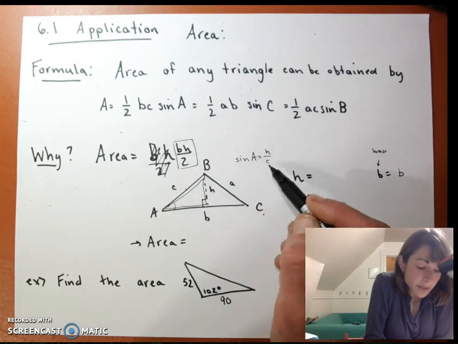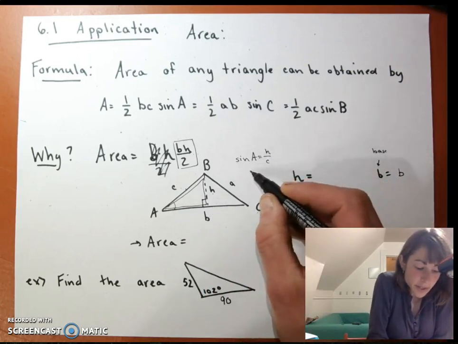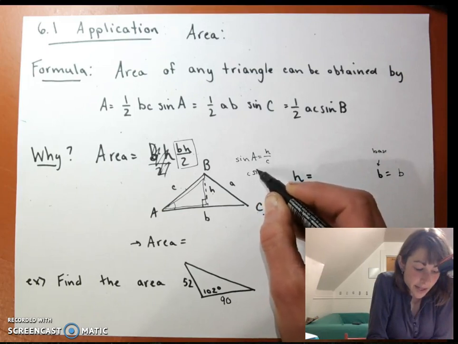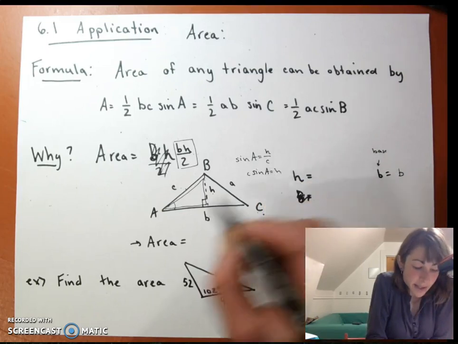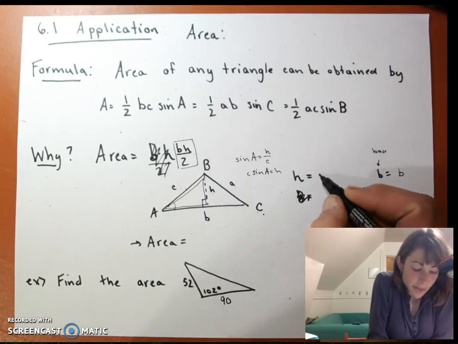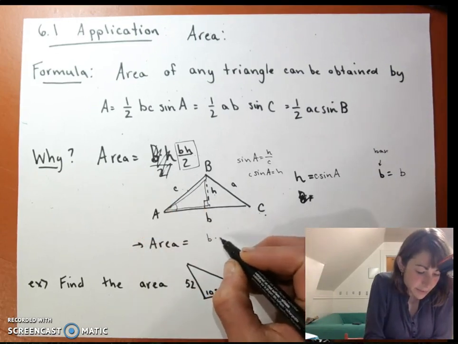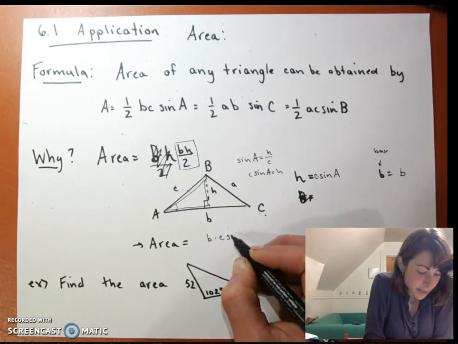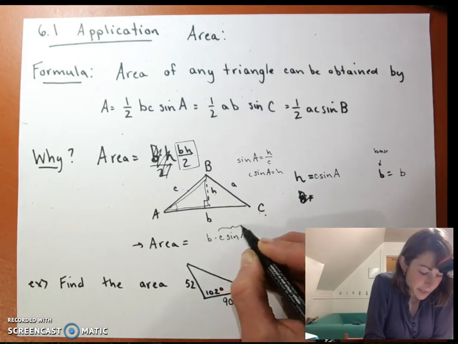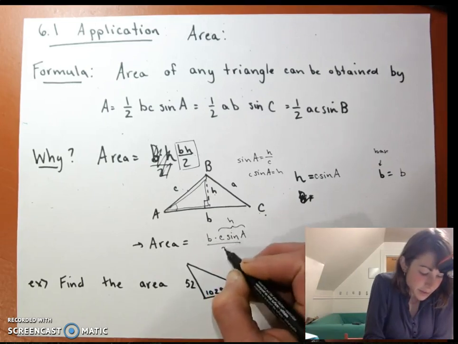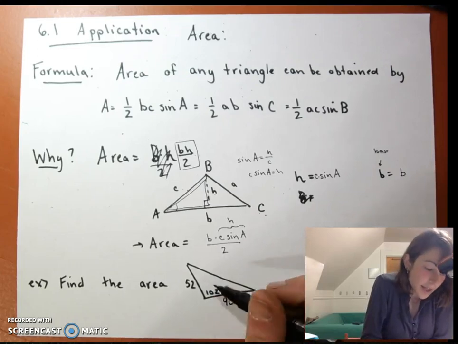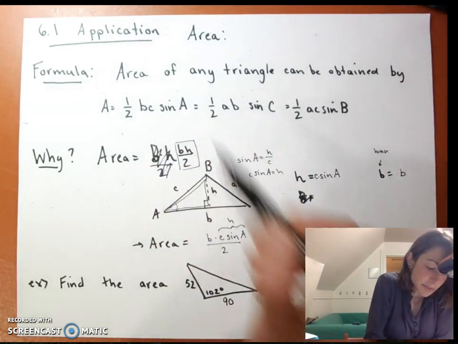So how do we use this? Well, this equation says that sine A times C is this height H. So if I write H as sine A times C, then I plug back into this formula, I get B times C sine A, because this part is H, over 2. And so that's where the formula comes from, at least this piece of it.